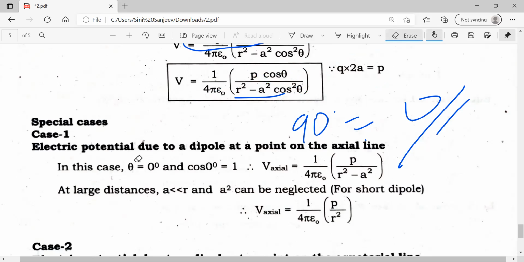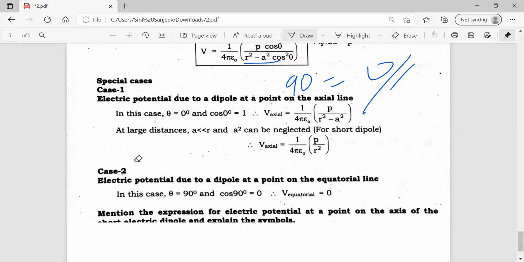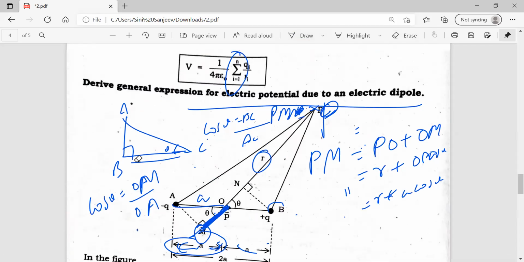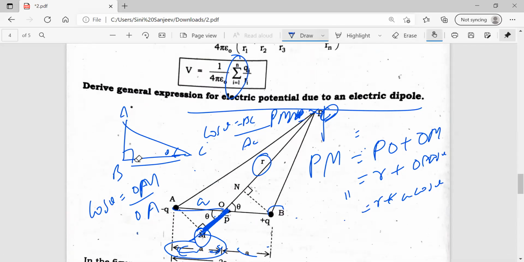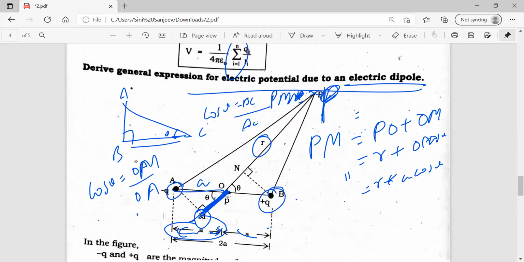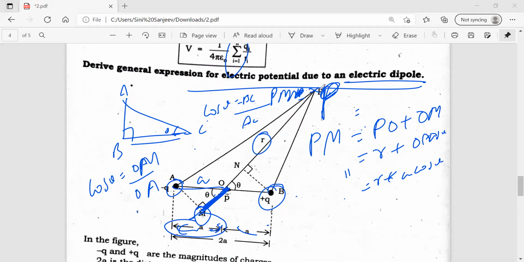Okay, so just to explain this again. These are the two special cases. Derive a general expression for electric potential due to an electric dipole P, in the sense a dipole of plus Q and minus Q, with a point P. I am extending it here up to R.